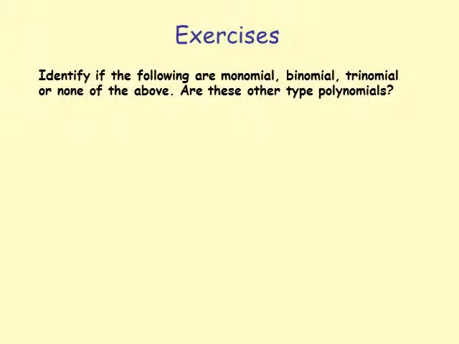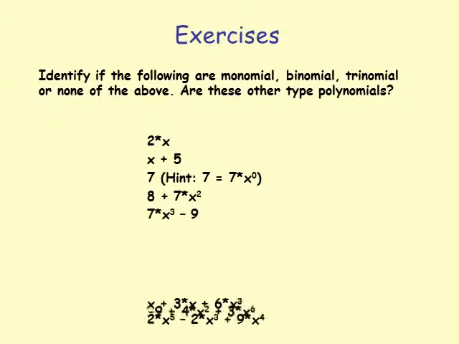Let's do an exercise here. Identify if the following are monomials, binomials, trinomials, or none of the above. Are these some other type of polynomials? So is that a monomial? What is that one? Is it a monomial, binomial, or trinomial? Let's continue here with some more examples.